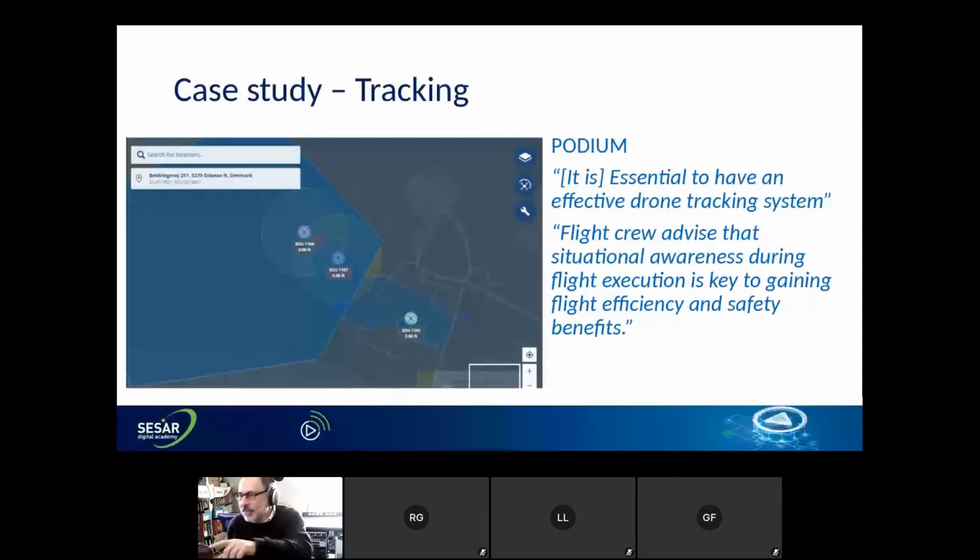Oh no, this is Odense. Yeah, so they produced quite a long statement about the importance of tracking and its value in terms of safety.